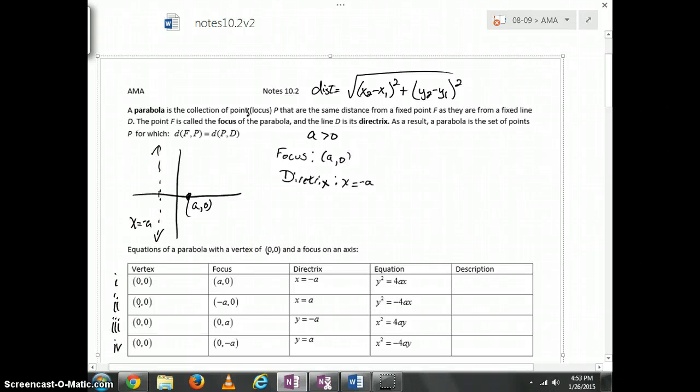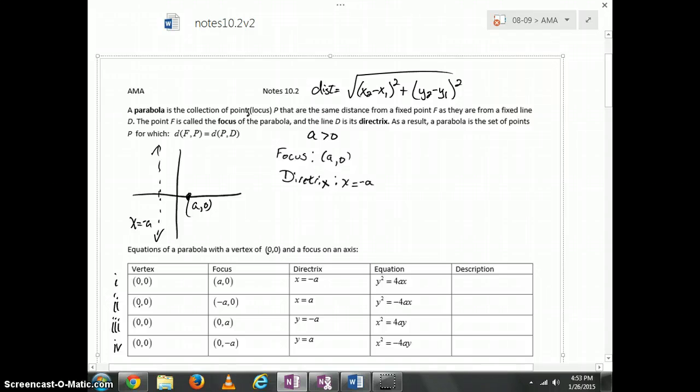Okay, lesson 10.2 in accelerated math analysis is dealing with conic sections. We're going to start with parabolas. 10.1 is really just a section to read on your own, and it introduces the fact that we'll talk about parabolas, ellipses, circles, and hyperbolas.